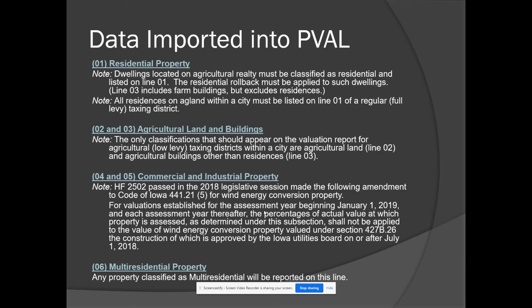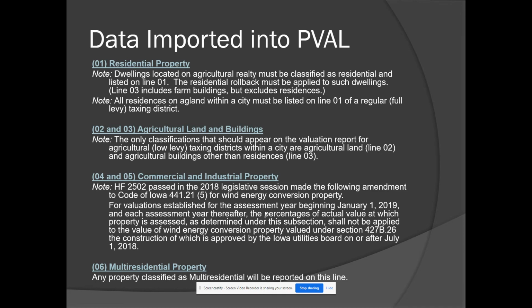That's something that happens occasionally: you'll see residential value reported in a city ag district because it's the residence that goes along with that city ag, but it's not actually ag land, so it needs to be reported in a regular taxing district. And again, the only classifications that should appear in the valuation report for city ag districts are ag land and ag buildings, so line 2 and line 3.